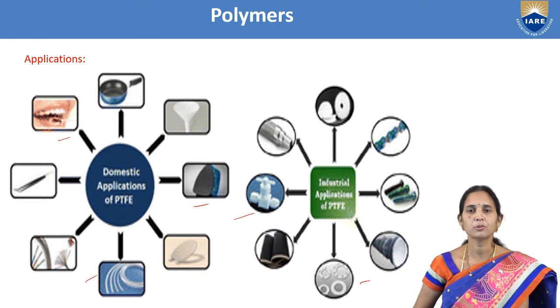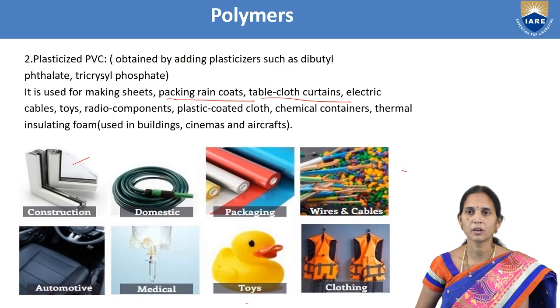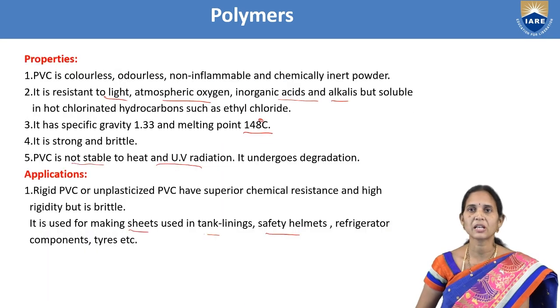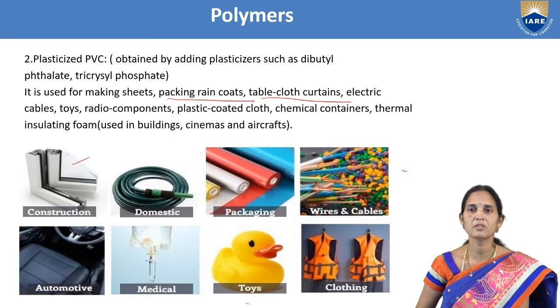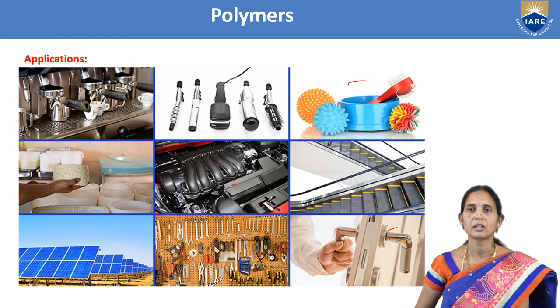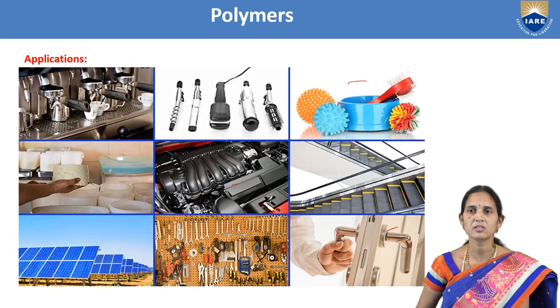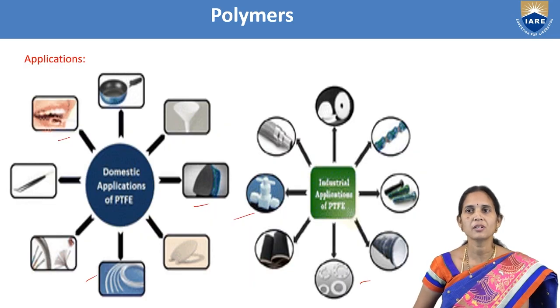So what we discussed now is polyvinyl chloride, its preparation, properties, and applications, namely plasticized PVC and rigid PVC. And also Teflon, its preparation, properties and applications, in domestic vessels and industrial use. There are various applications. Thank you.